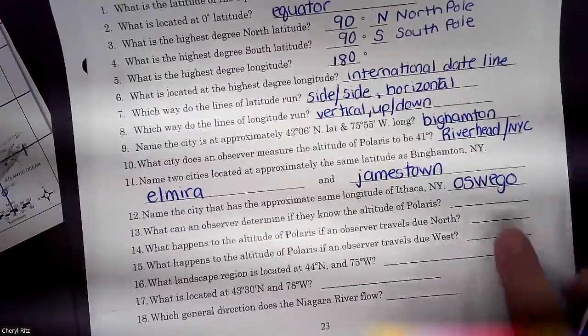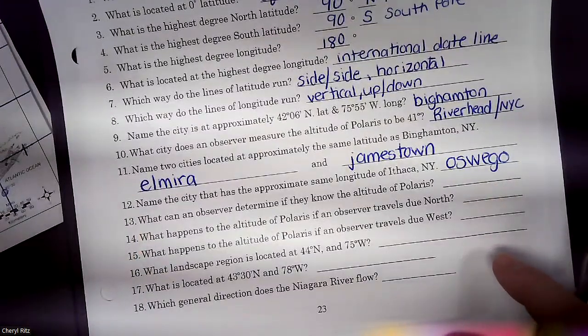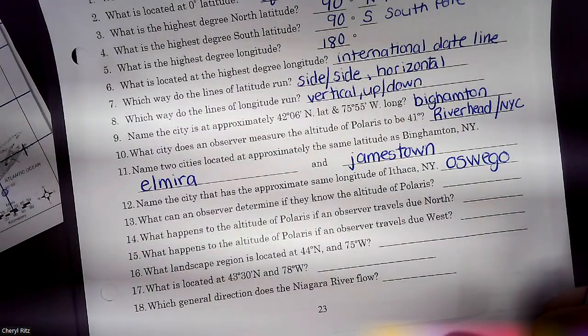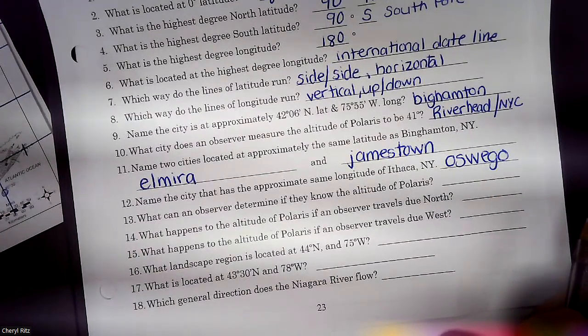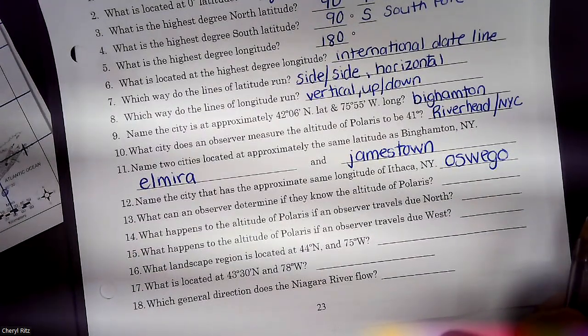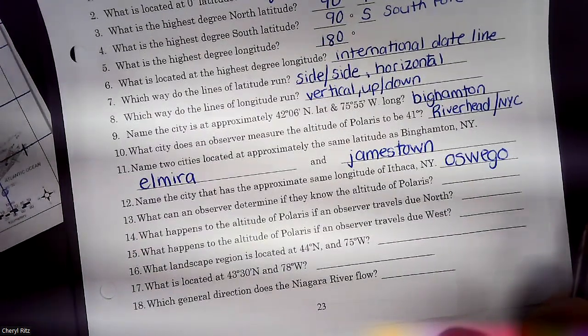Got it. Here, these next two are what I was trying to get ahead of myself a second ago. So we already know altitude of Polaris equals your latitude. But on the same idea, whatever happens to Polaris happens to your latitude. So if Polaris gets higher, your latitude gets higher. And the same way, the reverse of that, if your latitude gets higher, then Polaris gets higher. Whatever happens to Polaris happens to your latitude.